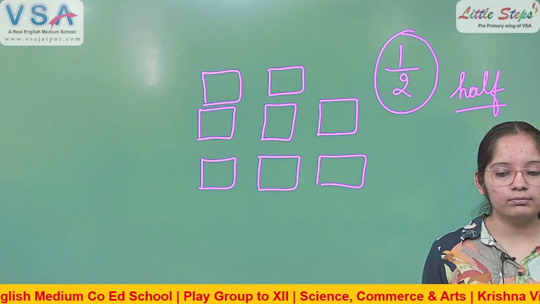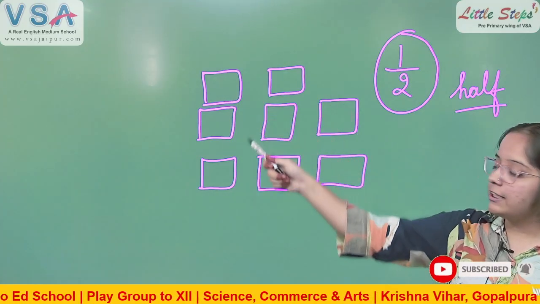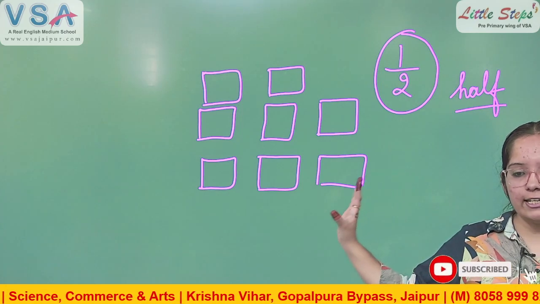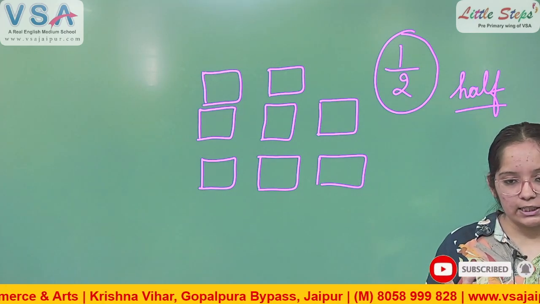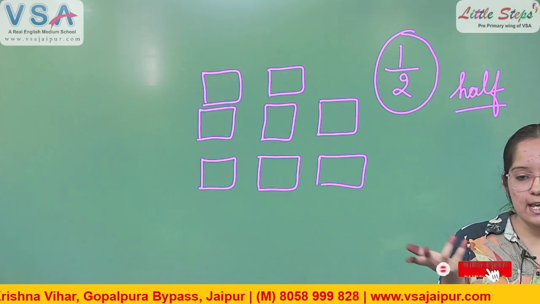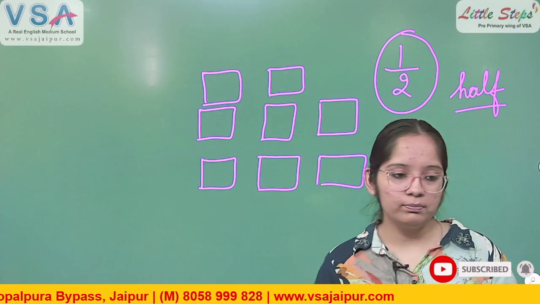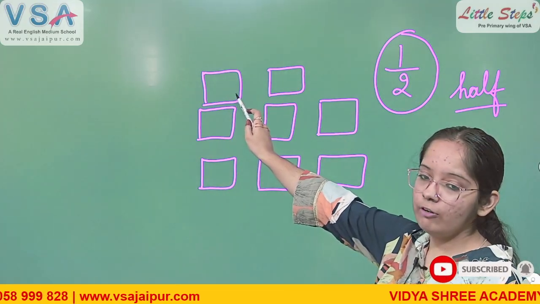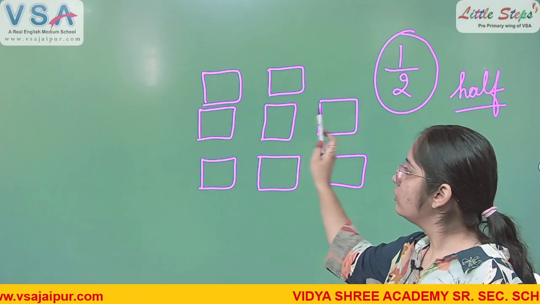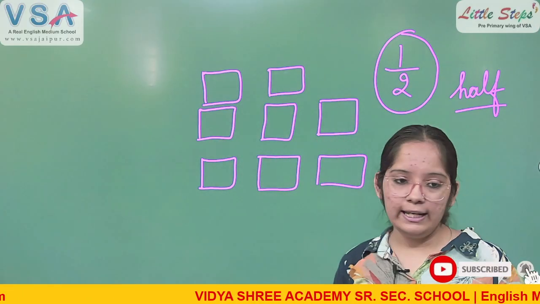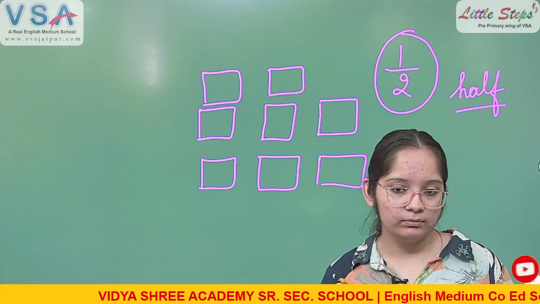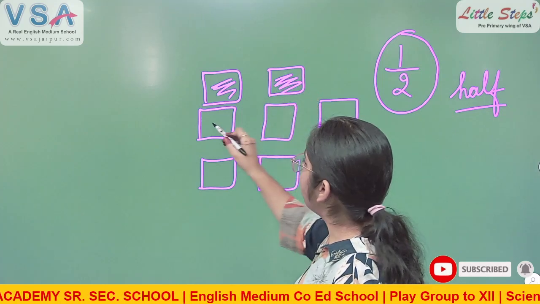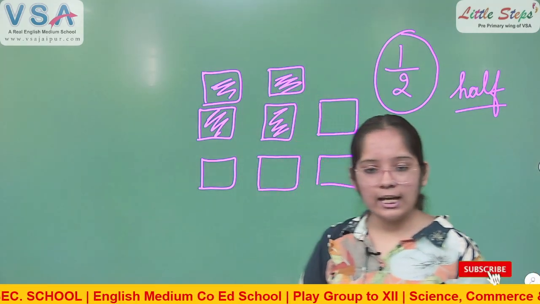How can I divide it into 2 equal parts? Ridvi, tell me. If I divide it into 2 parts, how many squares will come in one part? First count it. 1, 2, 3, 4, 5, 6, 7, 8. What is the half of 8? 4. Very good, Arav. So we will color 4 squares. Done? Understood?